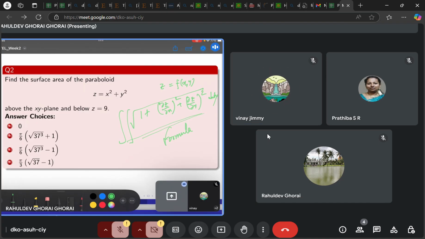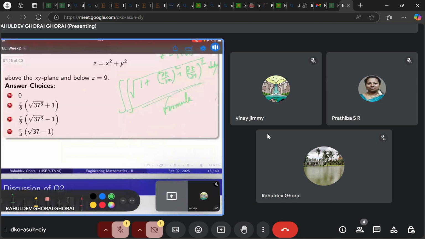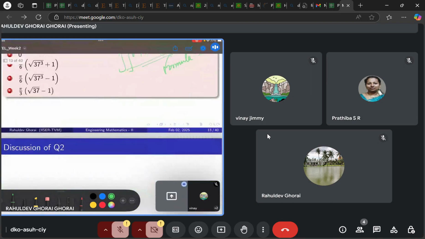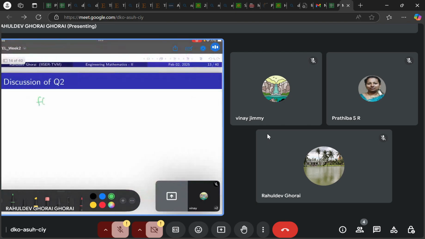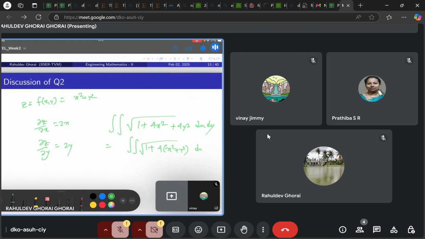So then what you did, f of xy is equal to x square plus y square. So del z del x will be 2x, del z del y will be 2y, and this integration of surface area will become square root of 1 plus 4x square, because 2x whole square, plus 4y square, dx dy, right? So integration over 1 plus 4 times x square plus y square dx dy. But what will be the integration from where to where?